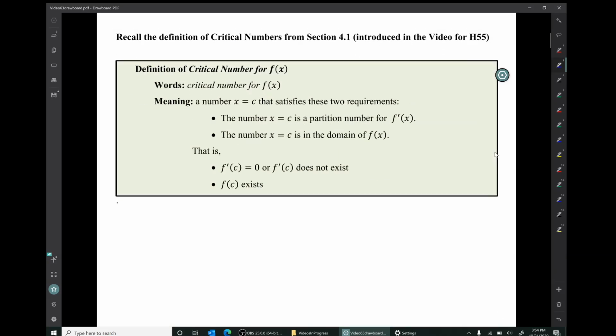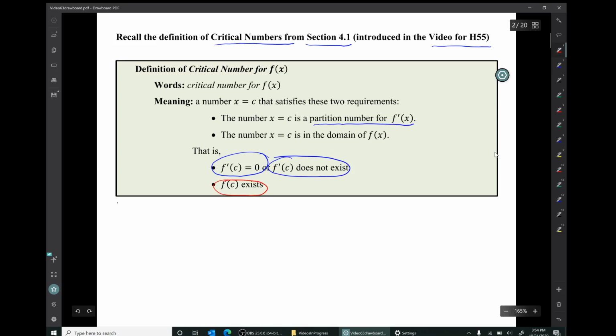Let's review some stuff from previous videos. We discussed the definition of critical numbers from section 4.1 in the video for homework 55. A critical number for a function f is an x value that has two properties. The first property is that either f prime of c is 0 or f prime of c does not exist. That means that the x value is a partition number for f prime. And the other property is that f of c exists. That means that the number x equals c is in the domain of f of x.